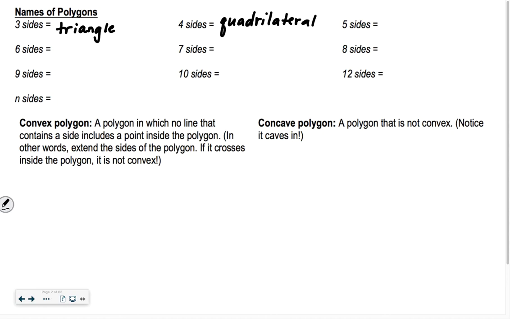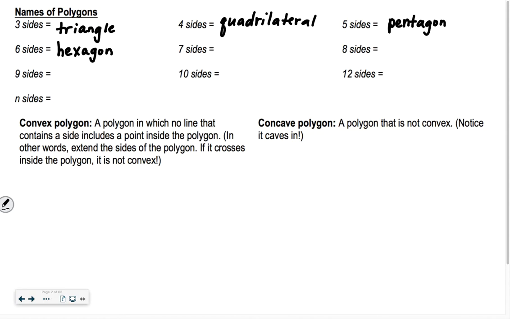5 sides. Pentagon. Like in DC, there's the Pentagon, right? It's shaped like a pentagon. 6 sides. Do you know this one? Hexagon.